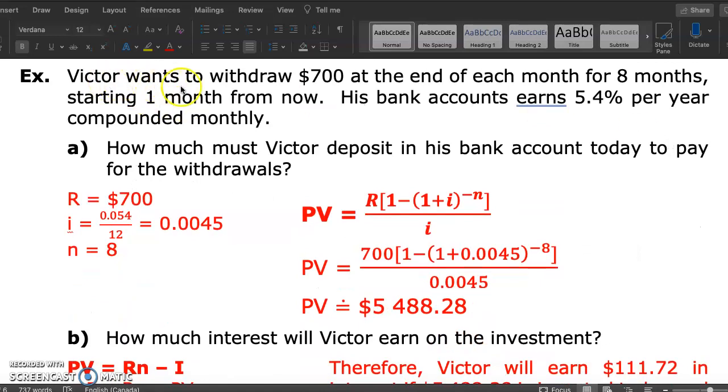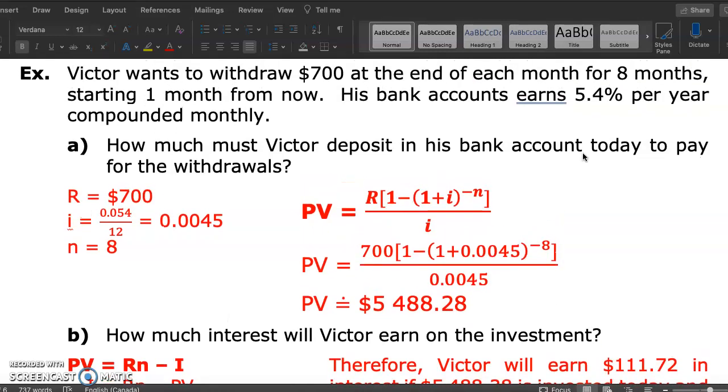Example: Victor wants to withdraw $700 at the end of each month for 8 months, starting 1 month from now. His bank account earns 5.4% per year compounded monthly. So we know that this is a present value problem because it says how much must Victor deposit in his bank account today to pay for these withdrawals. These are withdrawals in the future with a deposit that we're making now.